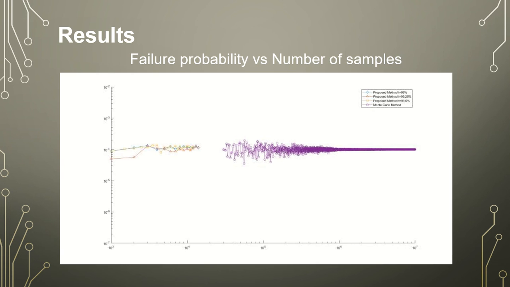Here's the result. The first figure is the failure probability versus number of samples. As you can see, the failure probability is approximately around 10 to the negative 4 for all four types of simulation cases. But you can see the Monte Carlo method requires a lot more input samples than the proposed algorithm.